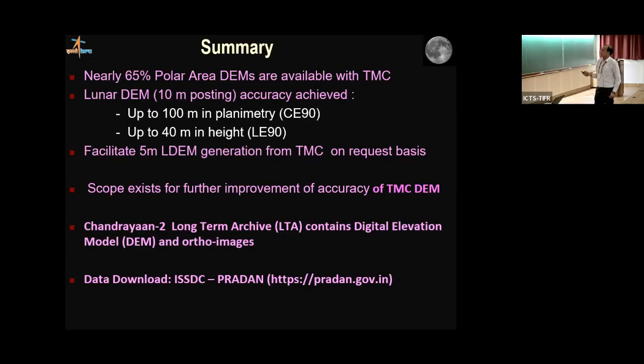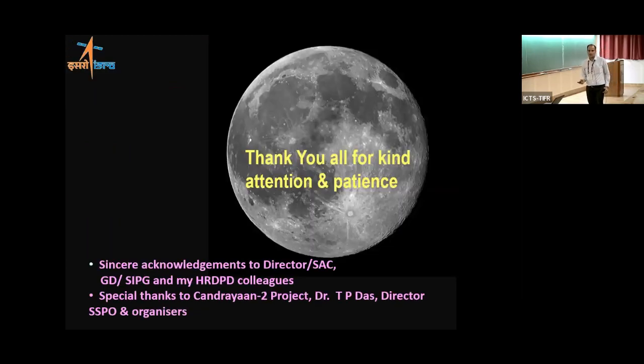So in summary, nearly 65% of the polar DMs are available with TMC till today. Accuracy is nearly 100 meter in planimetry and 40 meter in height, depending on the references used. A 5 meter DM can also be generated for a region of interest from the TMC on request basis. Improvement is always there for the DM; we are always in the process of improving our accuracy. The elevation model and ortho images are available at ISSDC and can be downloaded from the Pradan site on the ISSDC website. That's all. Thank you.